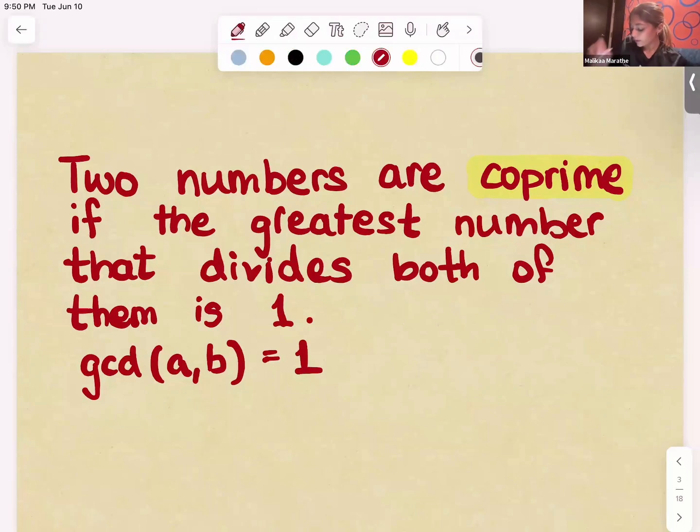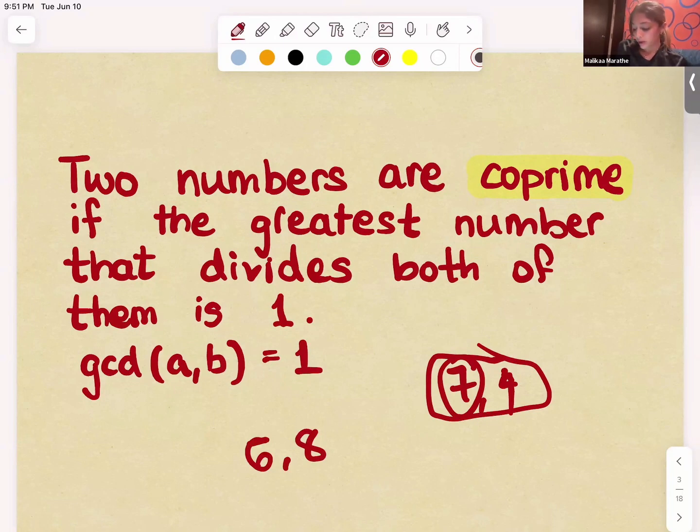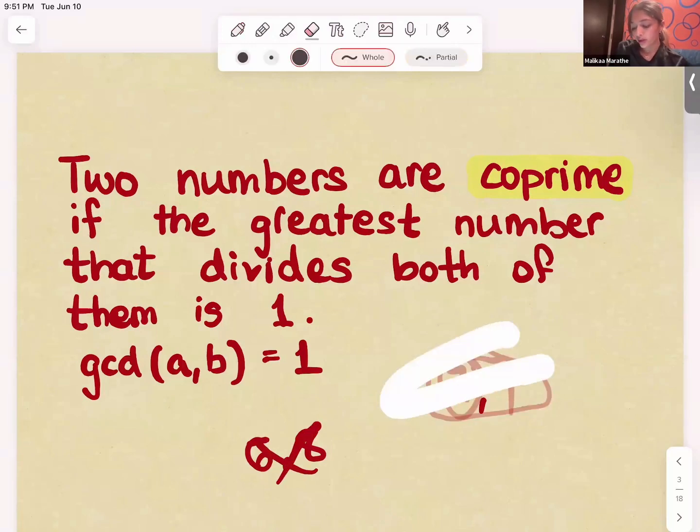For example, 7 and 4. 7 is prime, so there's no other number that divides it, and 7 is not a multiple of 4. So these numbers are coprime. 6 and 8 are not coprime because they don't have GCD 1. 2 divides both of them, so the greatest common divisor is not 1. So 6 and 8 are not coprime. Hopefully that makes sense.